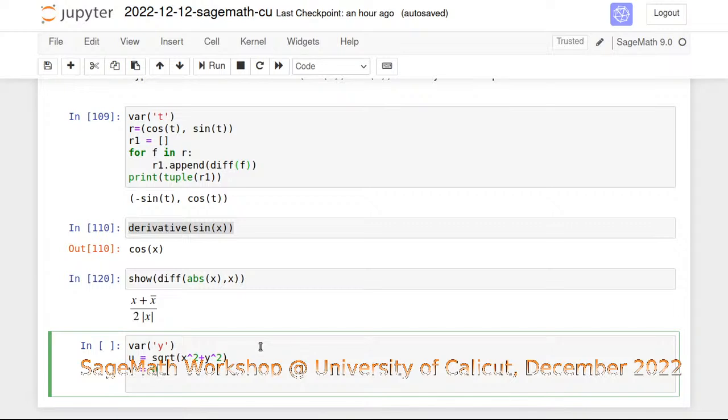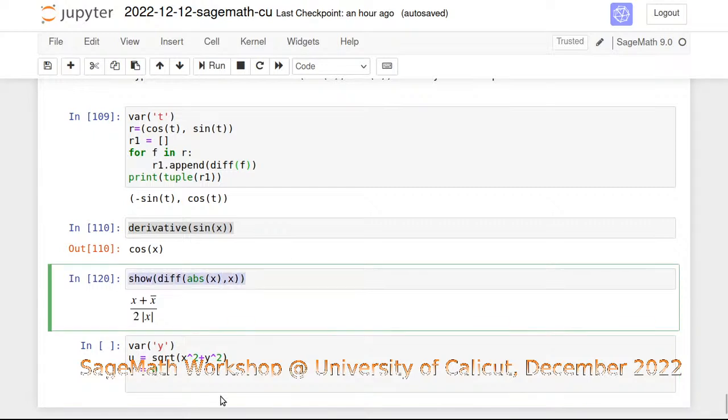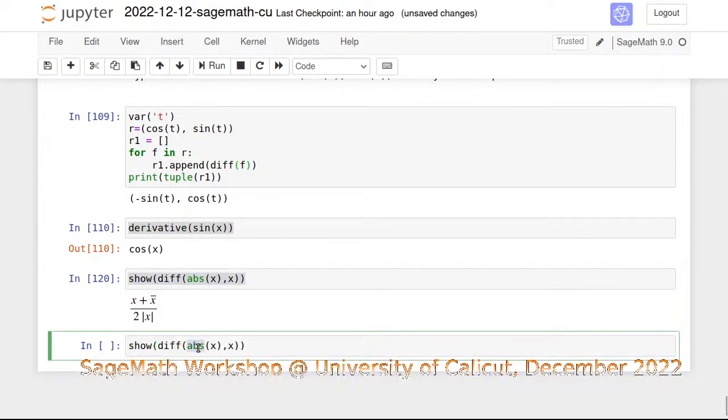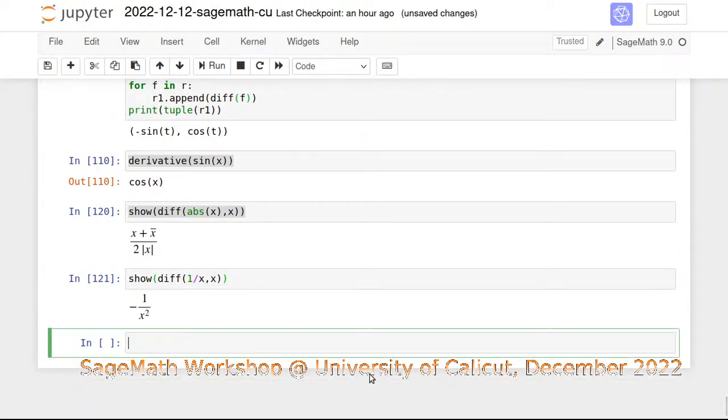Show absolute value of x. Is there any other function that we can see? Some crazy function like this, which does not exist, derivative does not exist? Can you think of something else so that we can see if there also it's giving a wrong answer or not? So what about 1 by x? 1 by x may not exist at all. It will take it as a rational function. That it will do. Minus 1 by x square. That's not a problem.